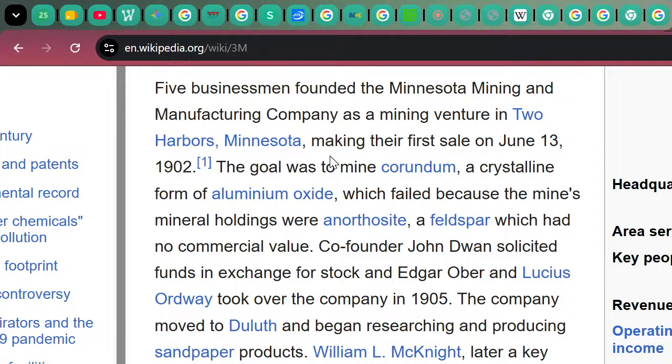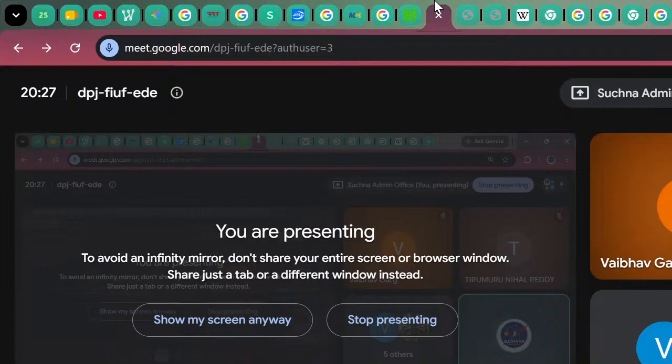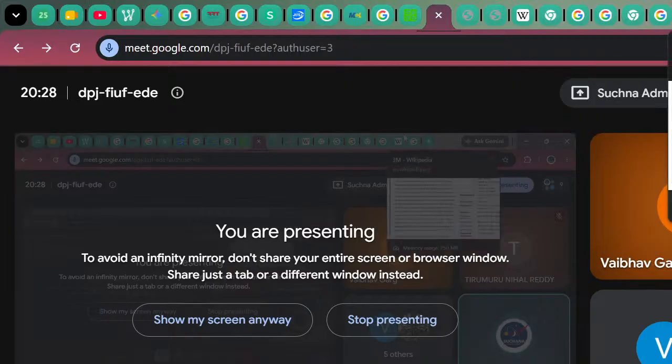And one thing here we need to discuss is June 13, 1902, the birth of the company, sorry, the first sale of the company took place. The main goal of this company during that time was to establish a mine for corundum. Do you know about corundum? We discussed corundum mineral in the extraction and purification of ores in metallurgical processes, and it came in organic chemistry. So corundum is basically an aluminium crystalline substance.